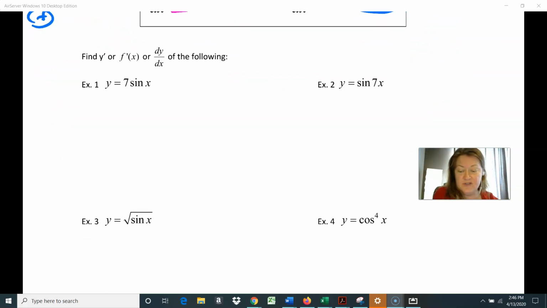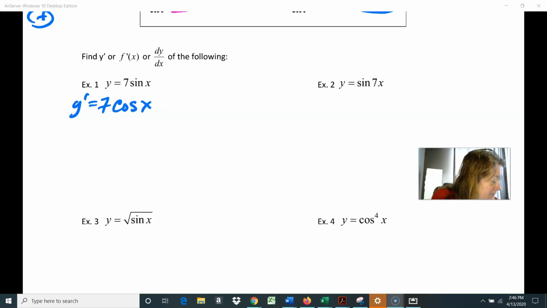Okay, so in our first one, 7 is a constant, so I just say the derivative of y equals is just going to be the 7 carries along, and this is cosine of x. Remember that the derivative of sine is just regular. Cosine is always the weird one, okay?